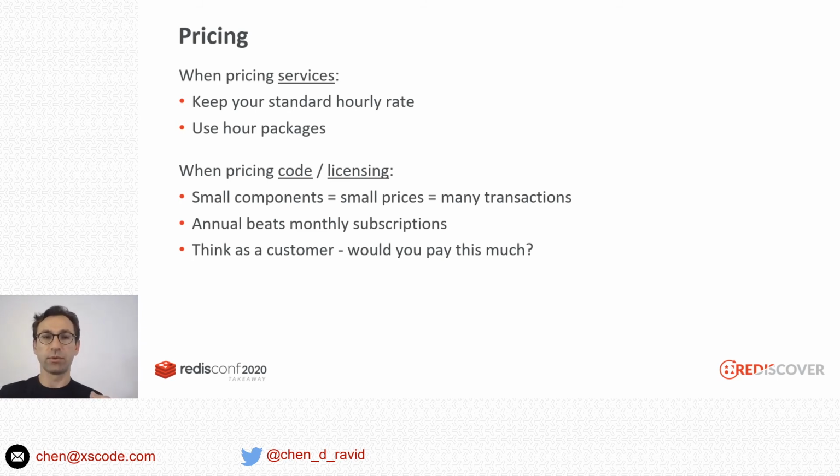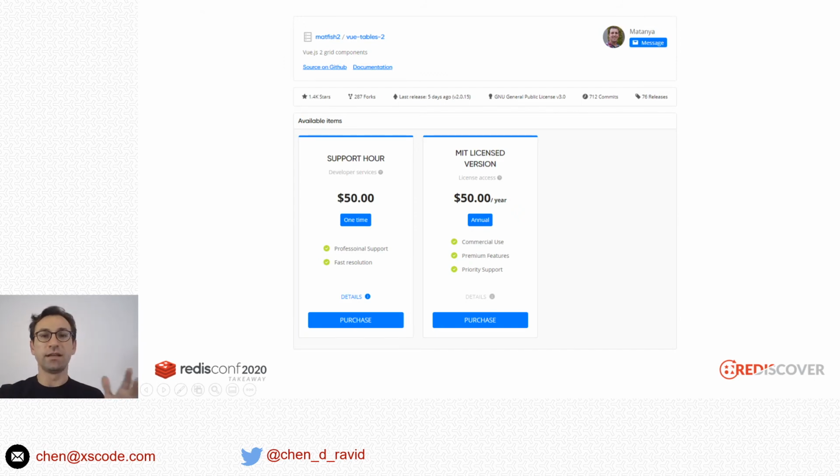I'll give you an example. We have one user that is offering an MIT license version of his code. He has a GPL license on GitHub, but he's offering an MIT license version of his code on Xcode. And when he started, he asked for $30 per month for the license, and obviously it did not make a lot of transactions.